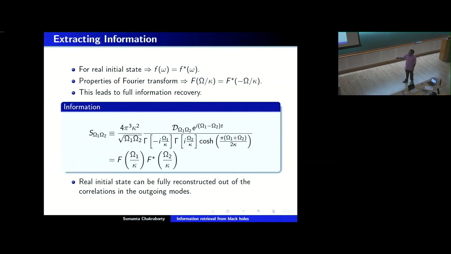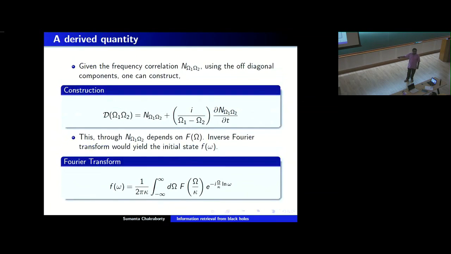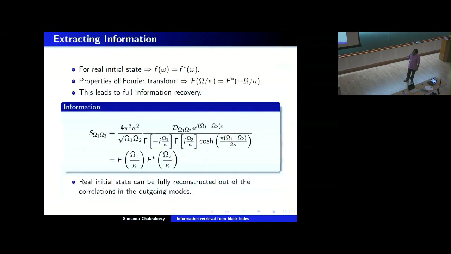So what you can do now, suppose you fix omega 1 and you change omega 2, then you can actually extract this particular function. And similarly, you can do it the other way around. Now, since you know f of omega, and by this particular logic, you can put that relation here and get the solution for f omega. So therefore, just by looking at the spectrum at infinity or after a very late time, after the black hole has evaporated, you can actually tell what you have thrown into a black hole. But we have demonstrated it for a single particle case.